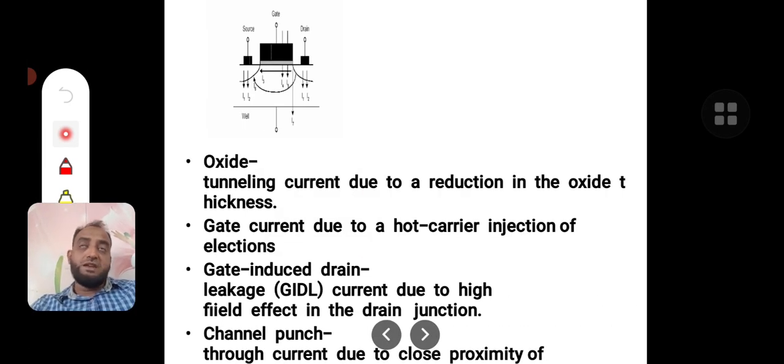So these are the different kinds of static and dynamic power dissipation mechanisms, which can be considered as the introduction of sources of power dissipation.